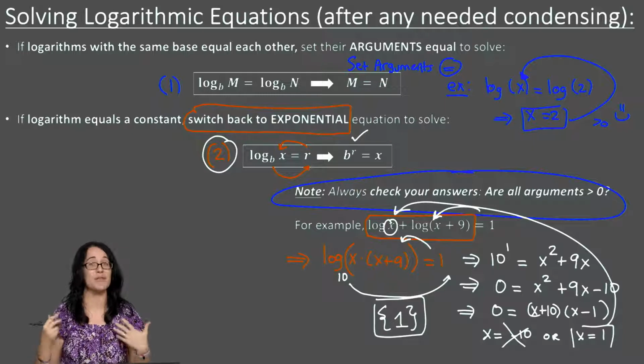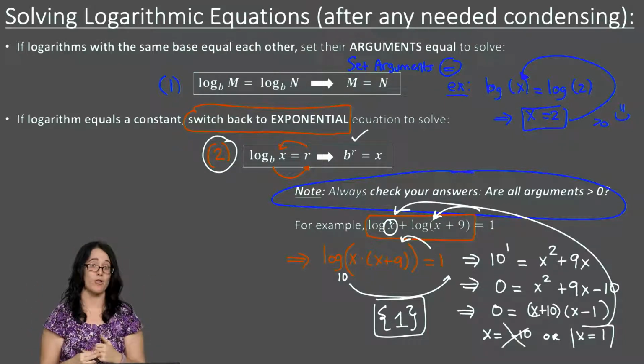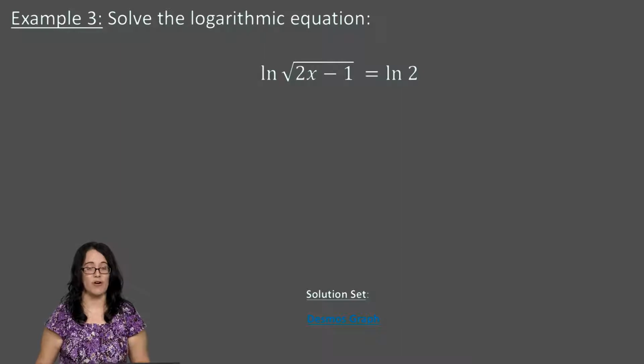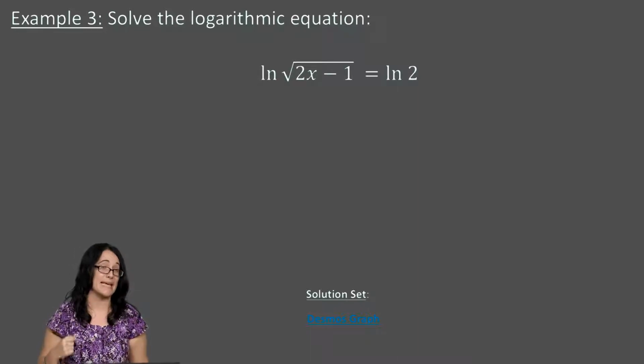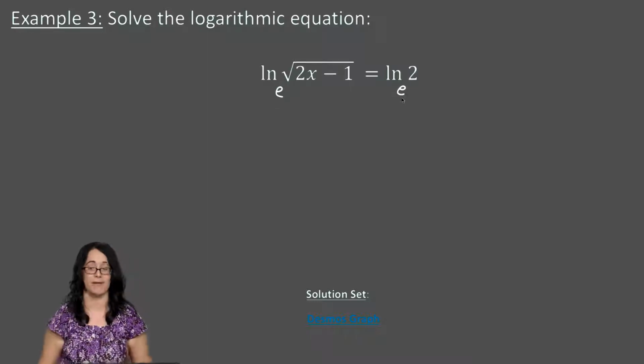Okay, let's see if you can apply these two examples now of what's going to happen when we solve logarithmic equations after condensing to one more example. It says, could you solve in example 3 the logarithmic equation ln? What did that mean again? The natural log, good job. And that meant we had base e, Euler's number, right? So we're going to write that in anytime we see an ln, okay?